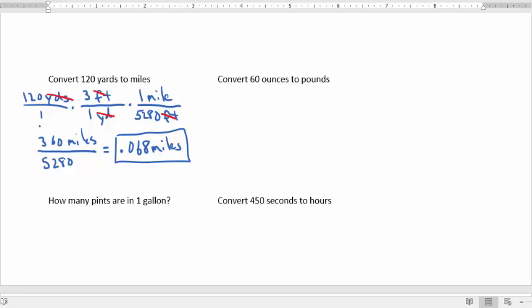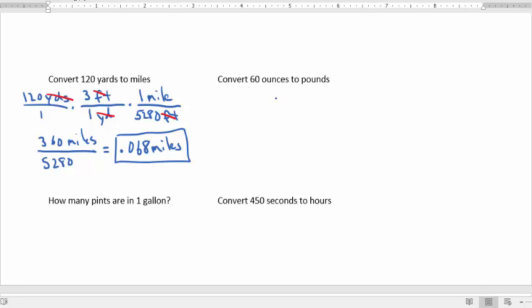So I guess if you wanted to, you could leave it in fraction form. I mean, you could take 360 over 5280 and reduce the fraction, and then that would be an exact fraction. But in this case, I would probably just say to round it to a certain number of decimal places. So maybe 3 decimal places is good here.